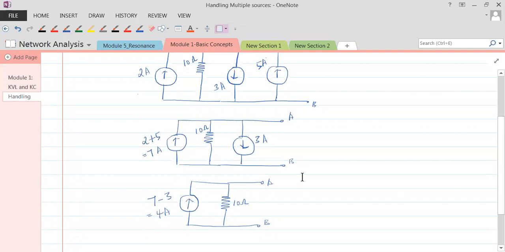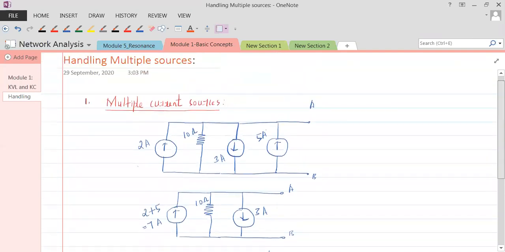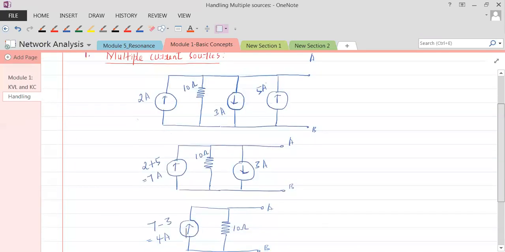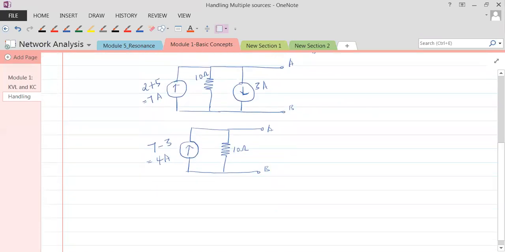So if you have multiple current sources in parallel, it can be reduced to one current source, is what you have learned here. So therefore, just make a statement.